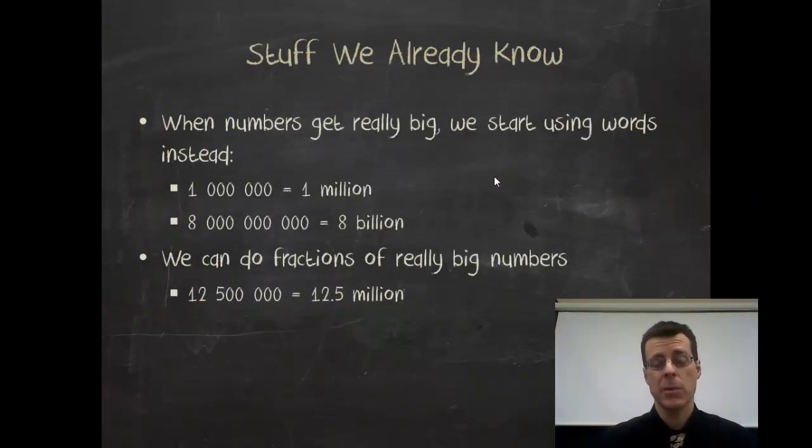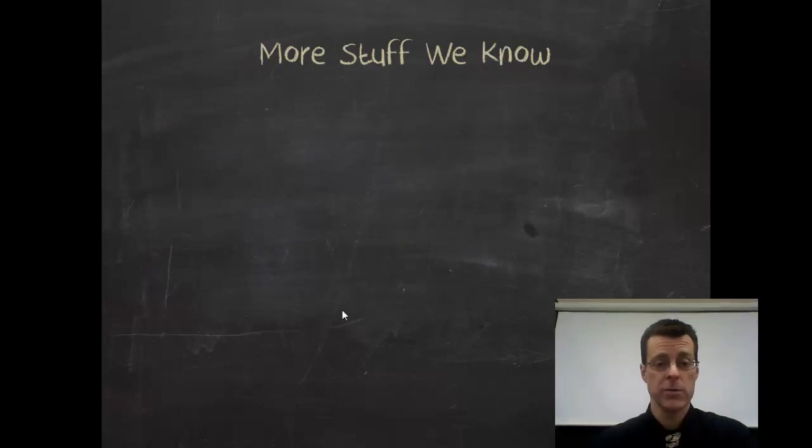So let's talk about numbers. We know that when numbers get really big, like say for example 8 billion here, we stop writing all the digits and we just write a word. So we have words that mean numbers. And when they're really big, we can do fractions with them, and that's no problem. It's kind of hard to talk about, say, half an egg, but you can have half a dozen. So when we're talking about larger numbers, we can do fractions of them.